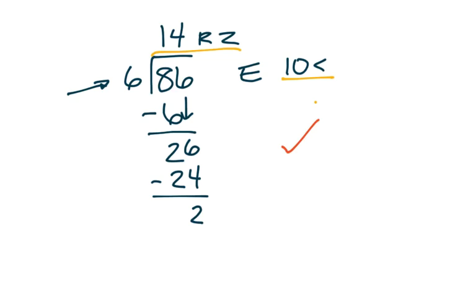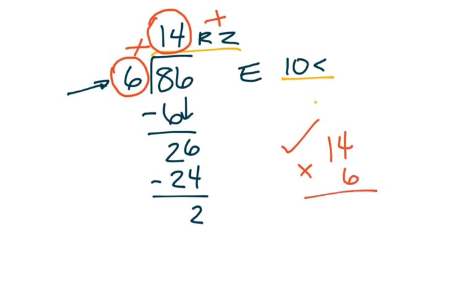To see if I did it correctly, I'm going to multiply the divisor times the quotient, and I'm going to add the remainder. So I'm going to do 14 times 6. I'm going to multiply that. Okay? 6 times 4 is 24. Regroup the 2 10s. 6 times 1 10 is 6 10s, plus 2 10s is 8 10s.